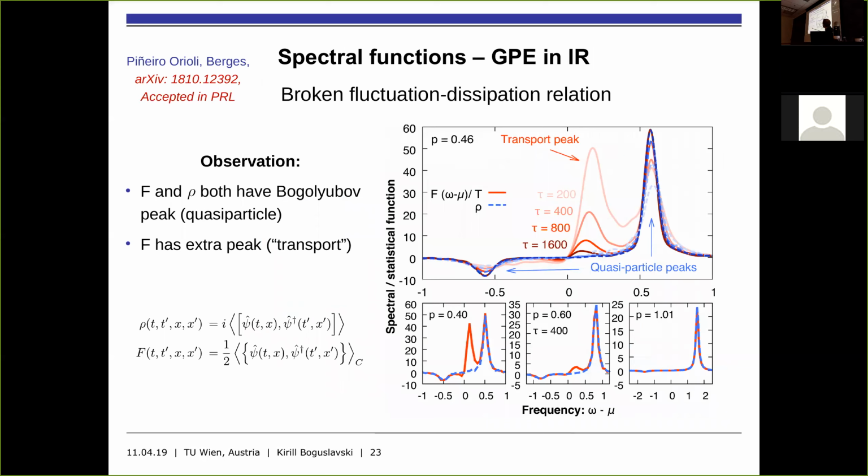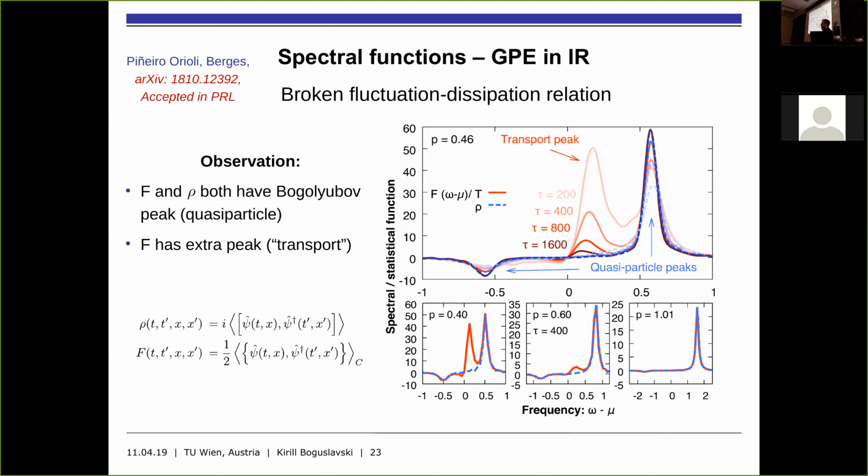For just the Gross-Pitaevskii equation, which has been done by Sierra and Jürgen, what you see is, first of all, the spectral function in blue and the statistical propagator, the anticommutator of the fields, in red, for different times. And what happens is that the statistical function has two peaks, while the spectral function has only one peak. So the generalized fluctuation dissipation relation is broken.